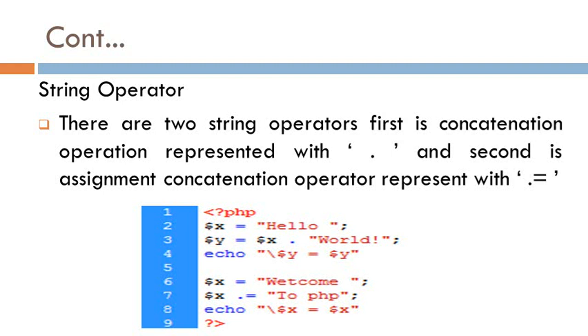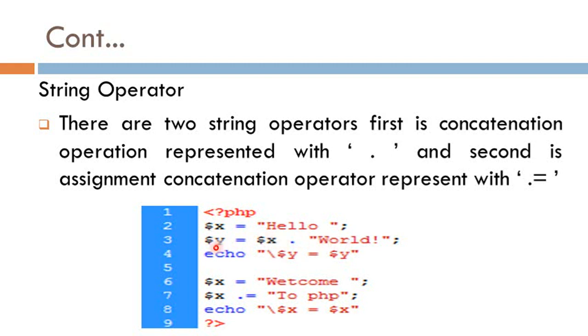String operator is used for concatenation of two strings. There are two string operators. First is dot and second is assignment concatenation operator, means dot equal to. Here in this example I write in PHP script $x is equal to hello, then $y equal to $x dot world. Means this dot operator concatenates two strings, $x which is hello and second world.